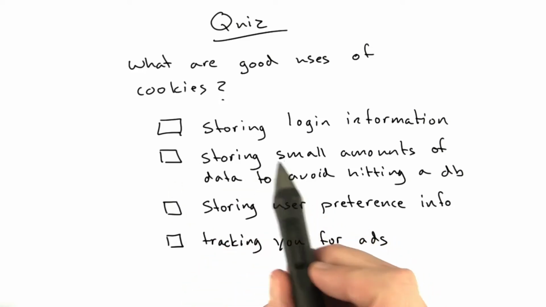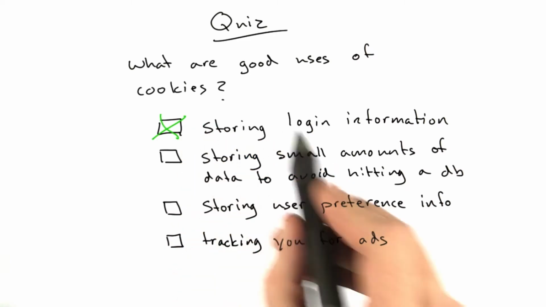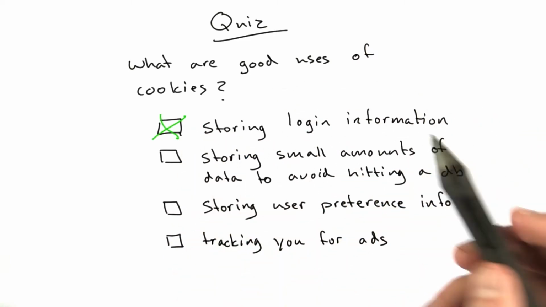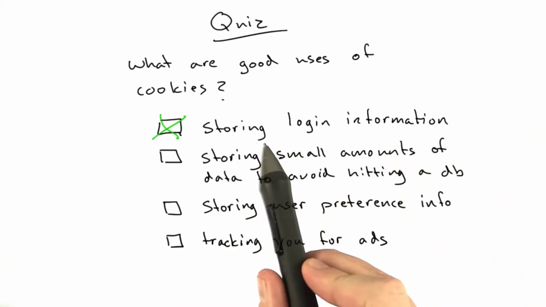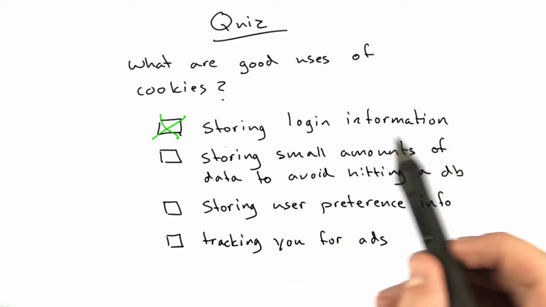Okay, so now I know this is kind of a subjective quiz, but here are the answers I was looking for. Storing logging information. This is something I just mentioned previously. That's a really common use of cookies. When you log into a website, the web server gives you a cookie, and that identifies you for future requests.